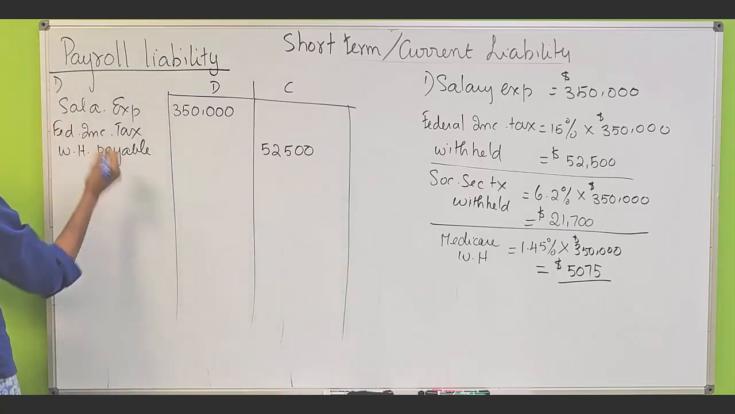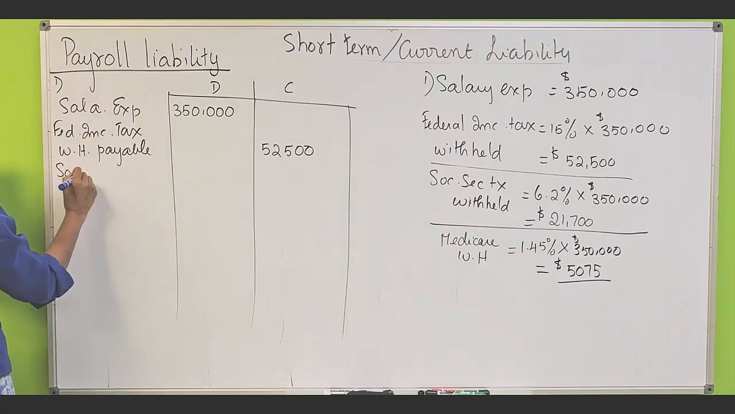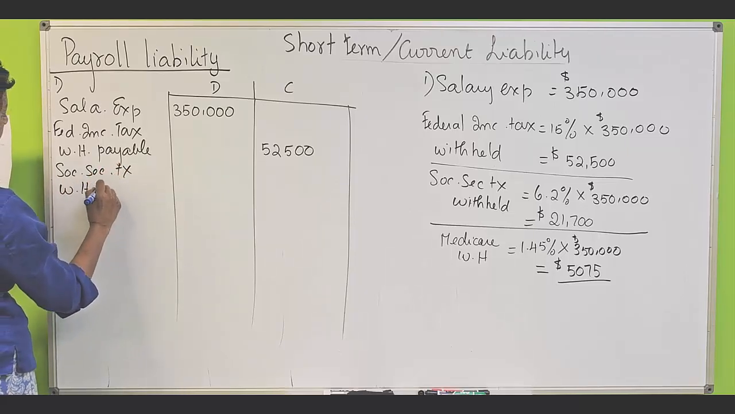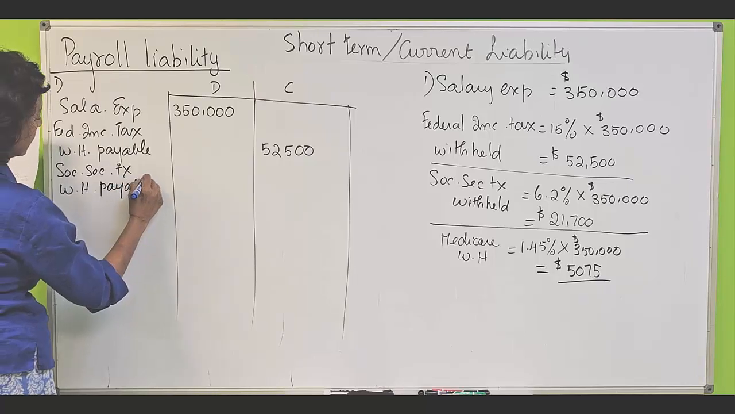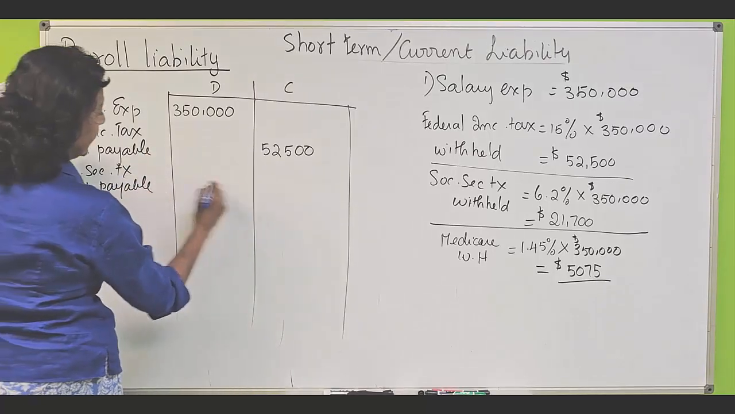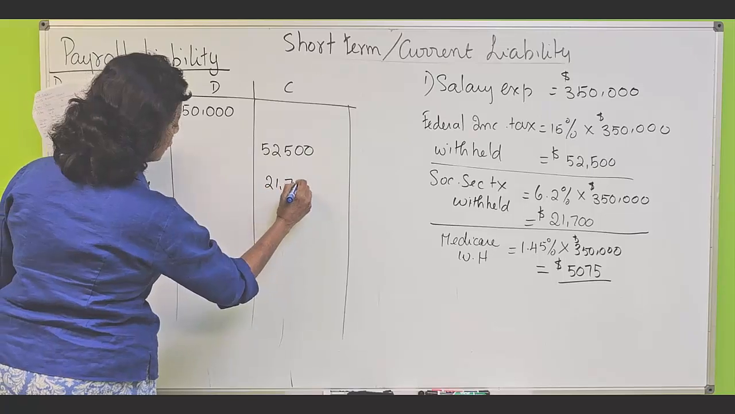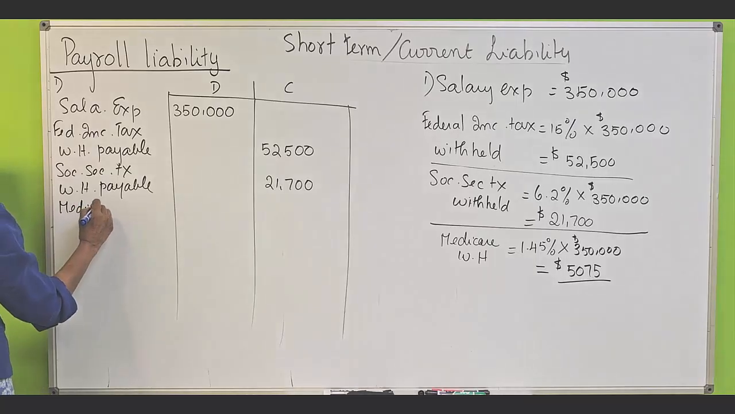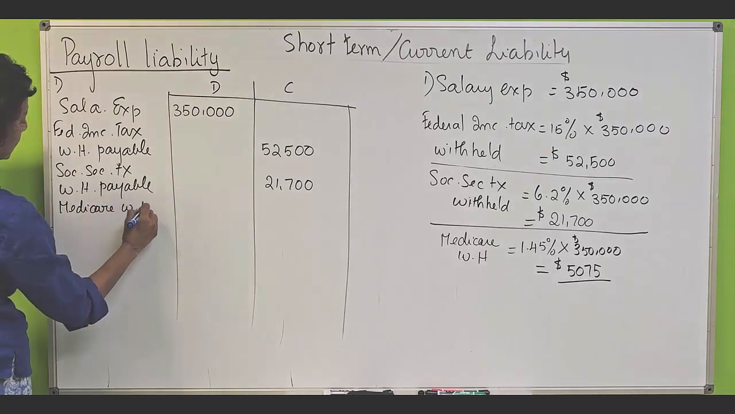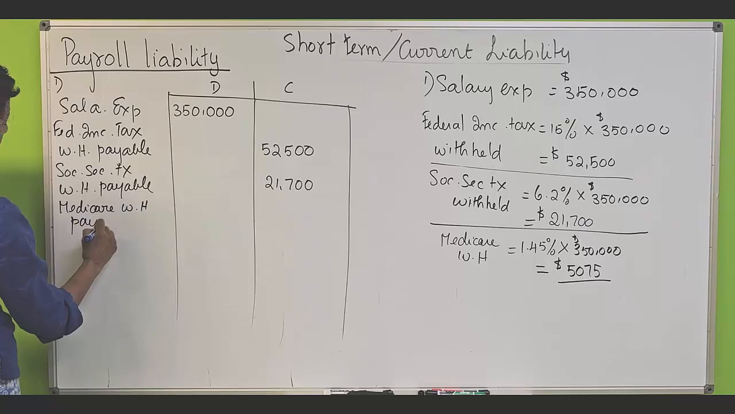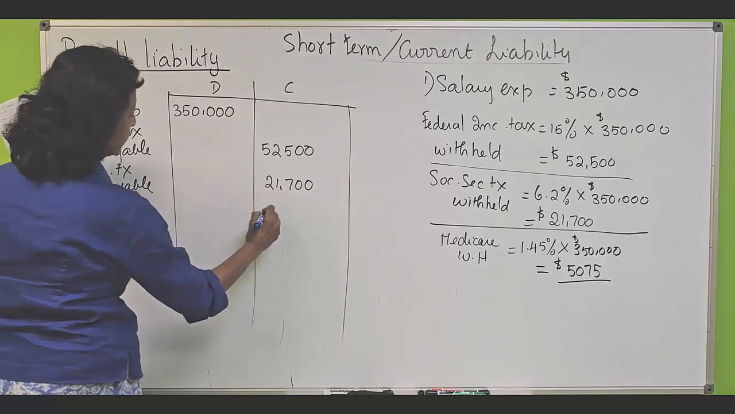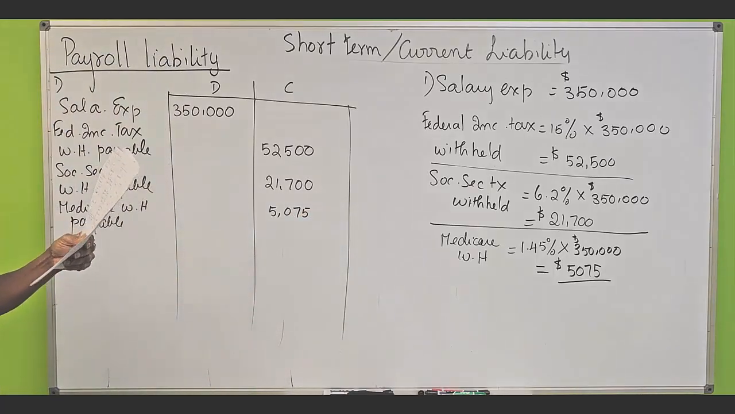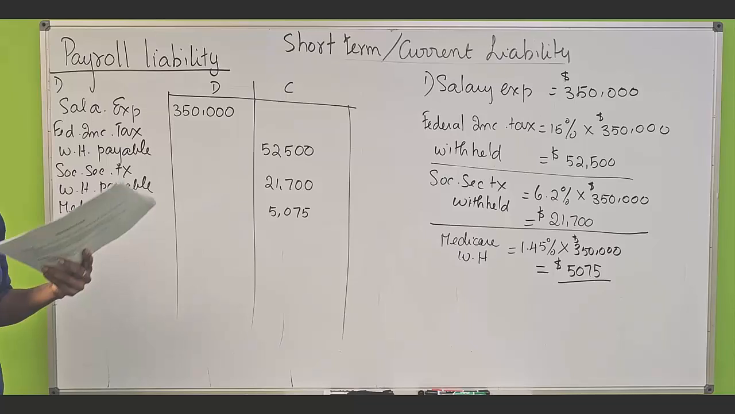52,500. Next one, Social Security tax withheld payable, that equals credit 21,700. Medicare withheld payable, you credit 5,075. The remaining, the company is going to pay to the employees.